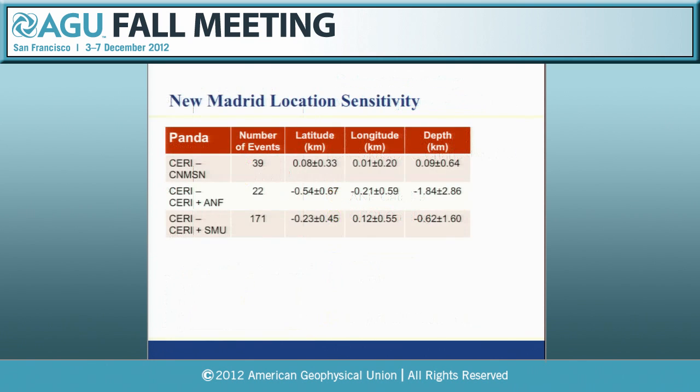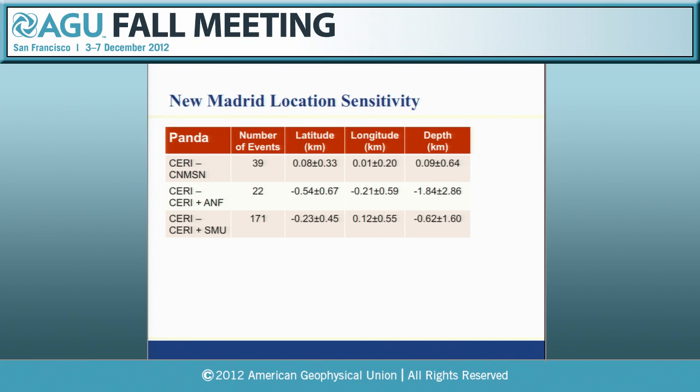Next. All right, so tables. My talk is full of tables. I'll try to draw your attention to the important points. So here I'm looking at just those earthquakes in the New Madrid Seismic Zone located inside that Panda velocity model. SERI minus CNMSN represents the current SERI catalog minus the TA, okay?